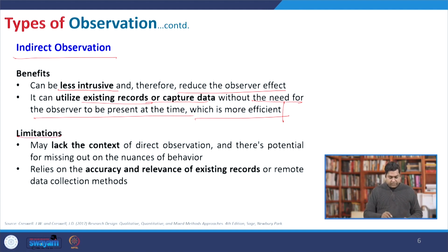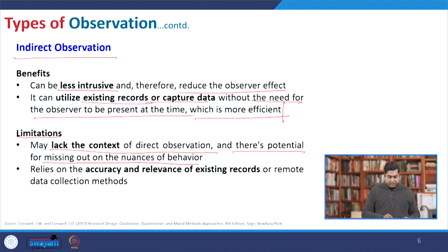Now the limitations. It may lack the context of direct observation, and there is potential for missing out on some kind of behavior which cannot be captured in a photograph. A photograph will only tell some static information, or even a videograph will probably capture certain frames, but beyond that you cannot predict the phenomena or behavior of those subjects or the users.